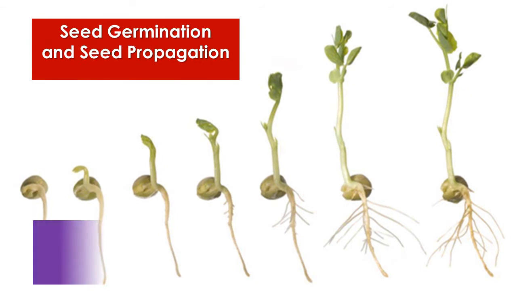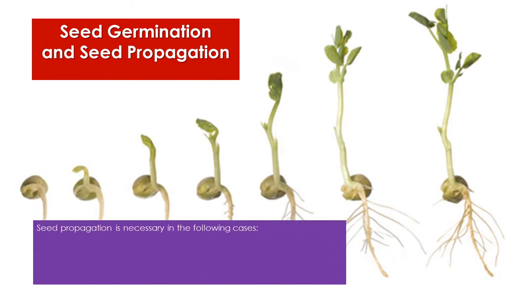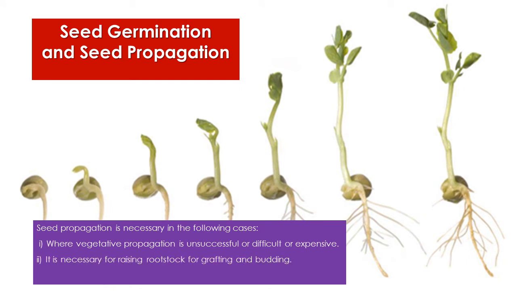Seed germination and seed propagation is actually necessary when vegetative propagation is unsuccessful or difficult. It is also necessary for raising rootstock for grafting and budding.